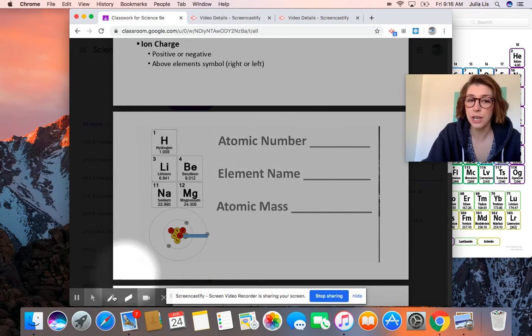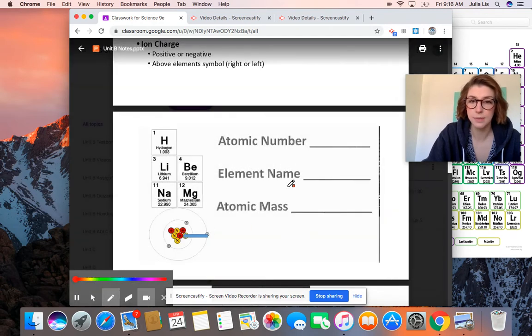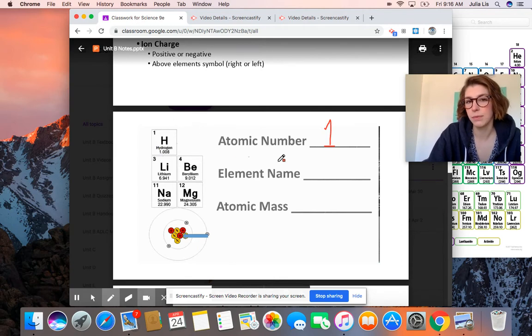And so hydrogen has 1 as its atomic number. Then the symbol for hydrogen, this is asking for the name. So the name would be hydrogen. If I asked you for the symbol, it would be H, okay?